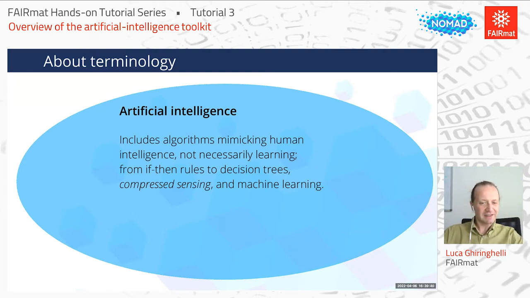Artificial intelligence is a very, very general discipline that develops algorithms mimicking human intelligence in a very wide sense. And this is not necessarily learning. It could be really a set of if-then rules. Artificial intelligence started with so-called if-then rules. One tries to tell the machine everything, every bifurcation, what should happen, especially in robotics.